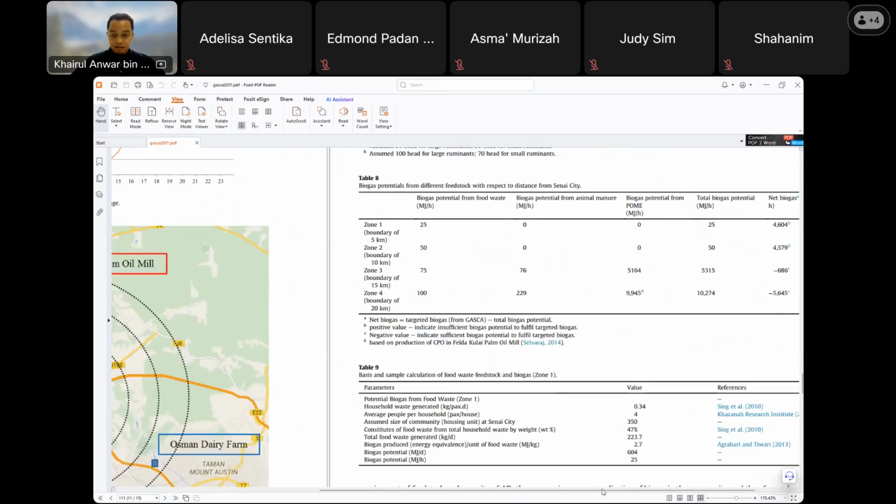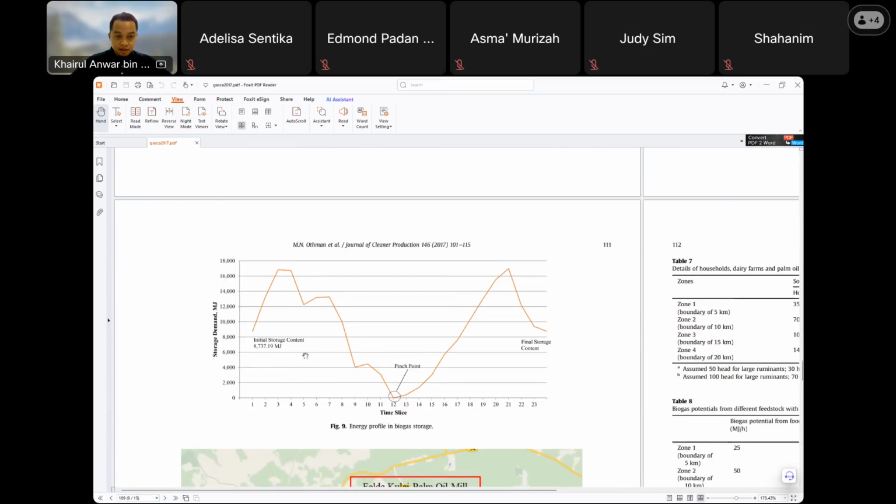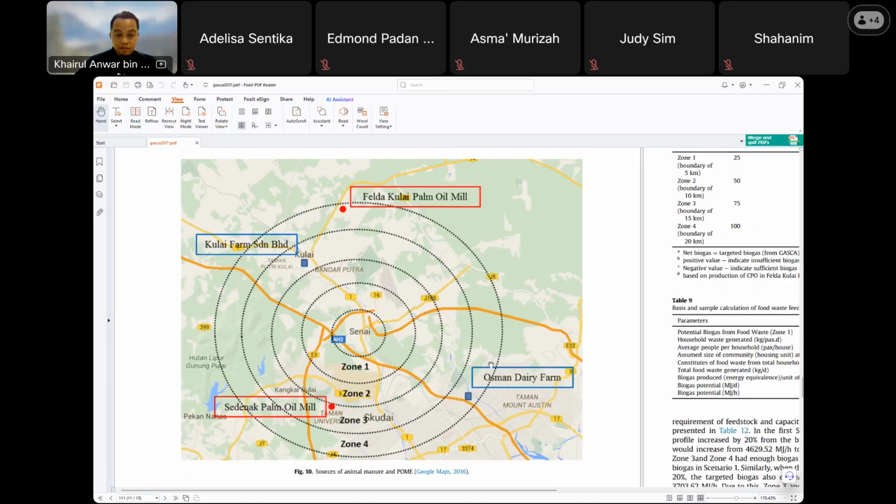So we have this graph. This is the graph of energy profile in biogas storage. Pinch point at time slot. Initial and final gas storage is the same. The source of animal manure and the like. This is a line. So we have palm oil, dairy farm, again, pig farm within there.